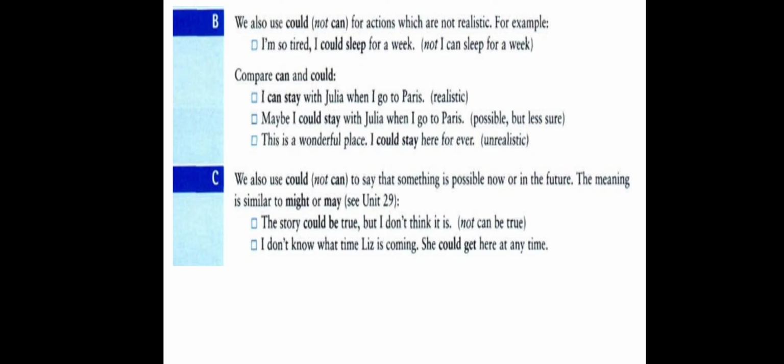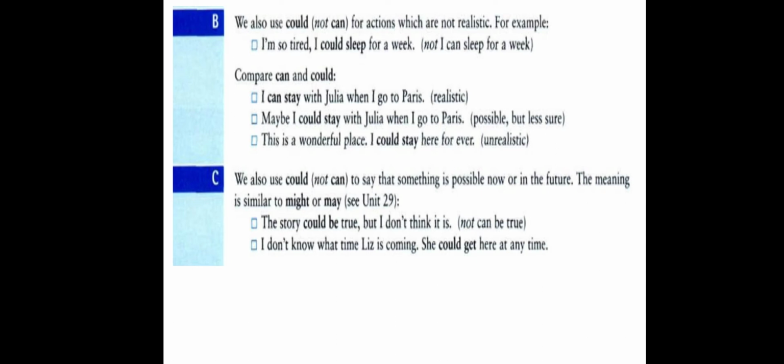So to express possibility now, you use may or might plus the base form. To express a possibility in the past, you use may or might plus have plus past participle. And this can be replaced by could as well. You can say, my brother could be at home now. And if he left yesterday and you want to say it as possibility, you say he could have left yesterday. You use could plus have plus past participle to express possibility in the past. So we can replace may and might by could and use the same rules. Add the base form to express present and future possibility, and add have plus past participle to express past possibility. For example, the story could be true, but I don't think it is.